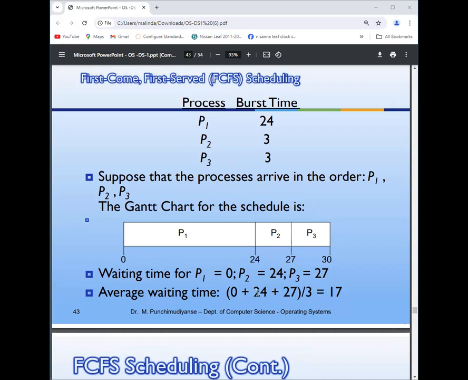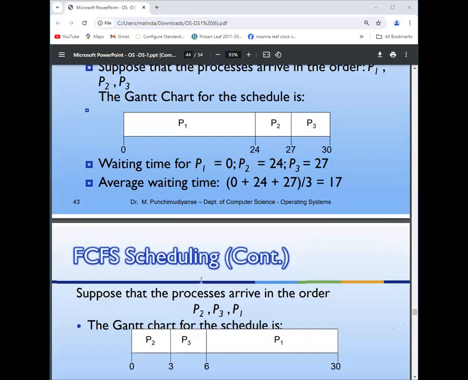And the average waiting time is, we add the waiting time of P1, P2 and P3, and then we divide by the number of processes. So that is 51 divided by 3, which is 17 milliseconds. So this is how you calculate the waiting time.